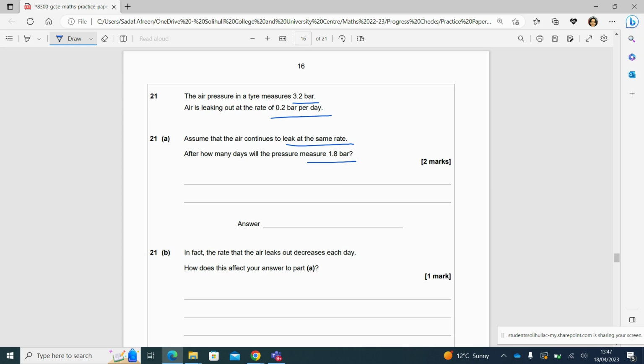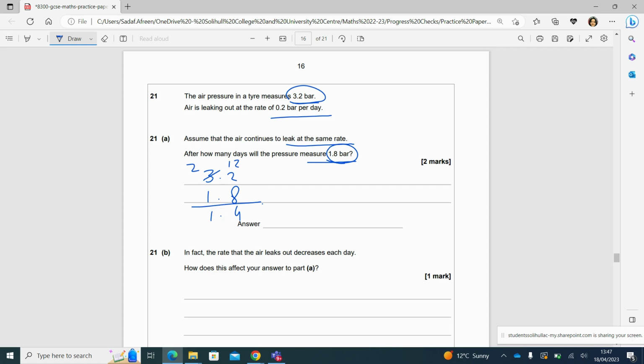So first step is we need to find the difference between 3.2 bar, because that's the starting pressure, and 1.8 bar, which is the pressure which we want at the end, right? So we find the difference, 3.2 minus 1.8, okay, and that gives you, borrow 1 from here, that's 2, and this is 12. So 12 take away 8 is 4, and 2 take away 1 is 1. So it's 1.4 is the difference.